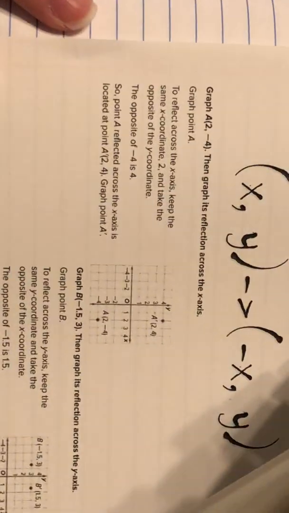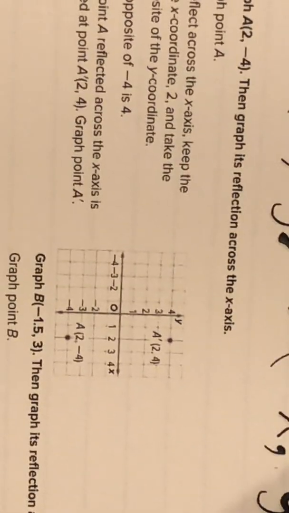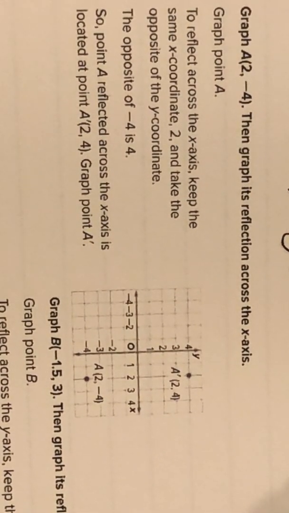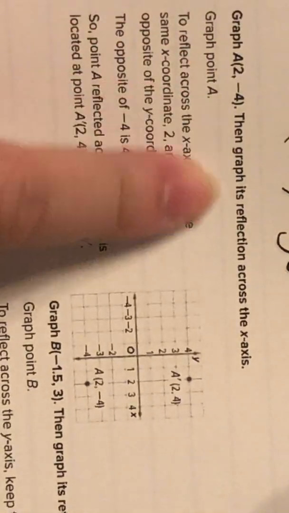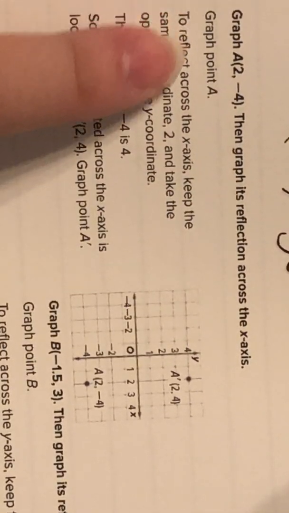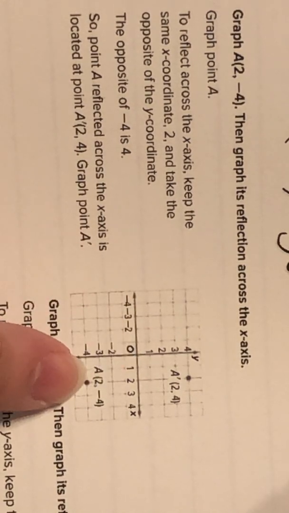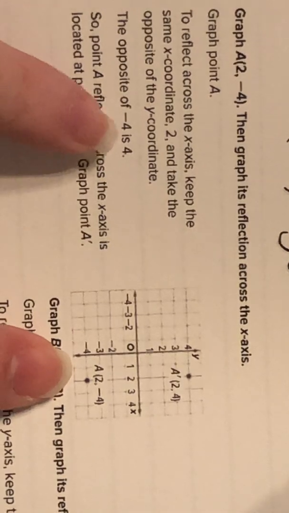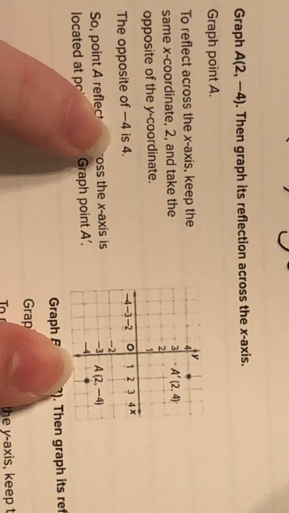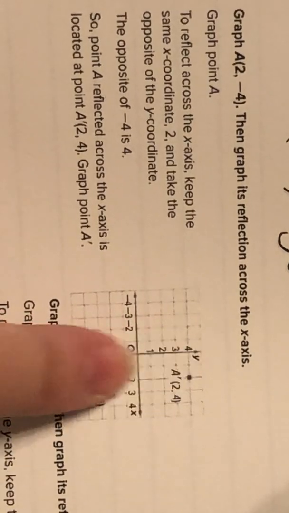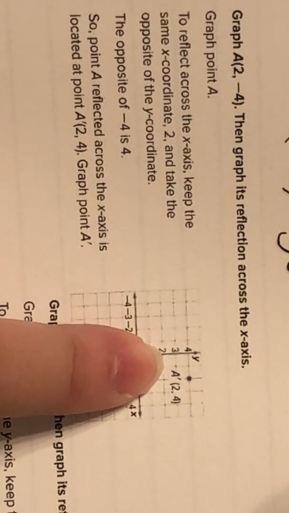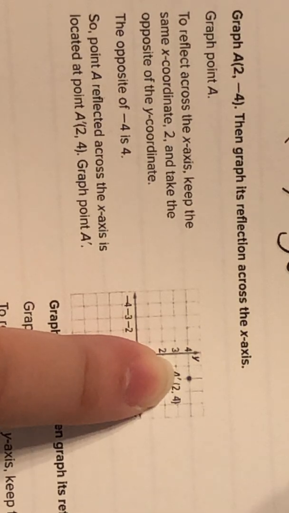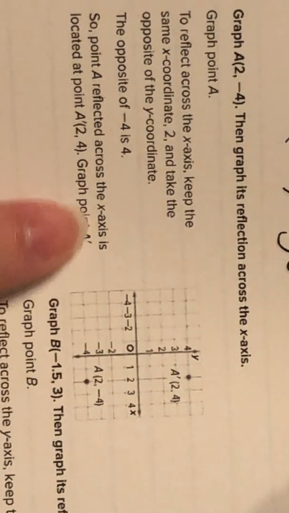So, for example, I graph A (2, -4) and then graph its reflection across the x-axis. Okay, so (2, -4) is right here. Because I'm going across the x-axis, the x value stays the same, so it's 2, and my y value changes. So -4 becomes 4, and I graph that point, so it's right there. Okay, and it's often written as A with this little tiny apostrophe, and it's called A prime.